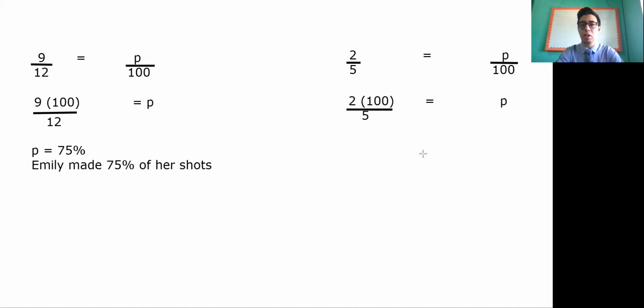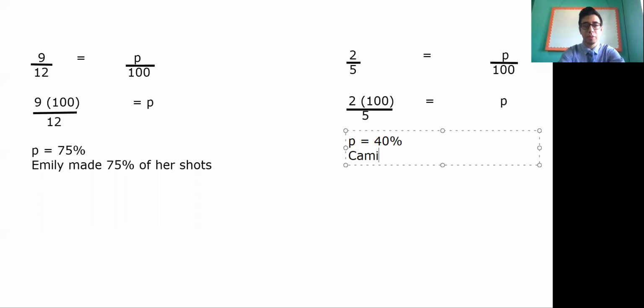Okay. So what is the result when I obtain this? It's the same like we solved the first one. We multiply 2 times 100 and we divide by 5. When we multiply 2 times 100, we obtain 200, and 200 divided by 5 is 40. So I'm going to say that she made 40% of her shots.